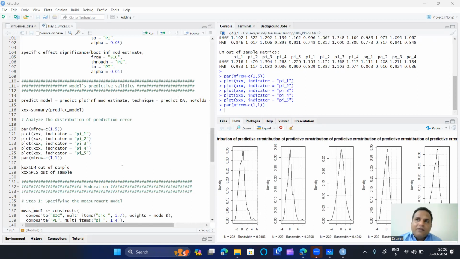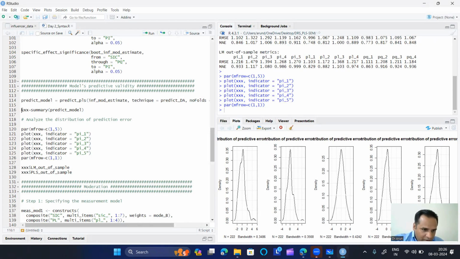When I see this PLS predict, I always doubt diagrams, because looks are always deceptive, particularly in statistics. So I rarely trust diagrams. But as a thumb rule, I would suggest all of you use RMSE.